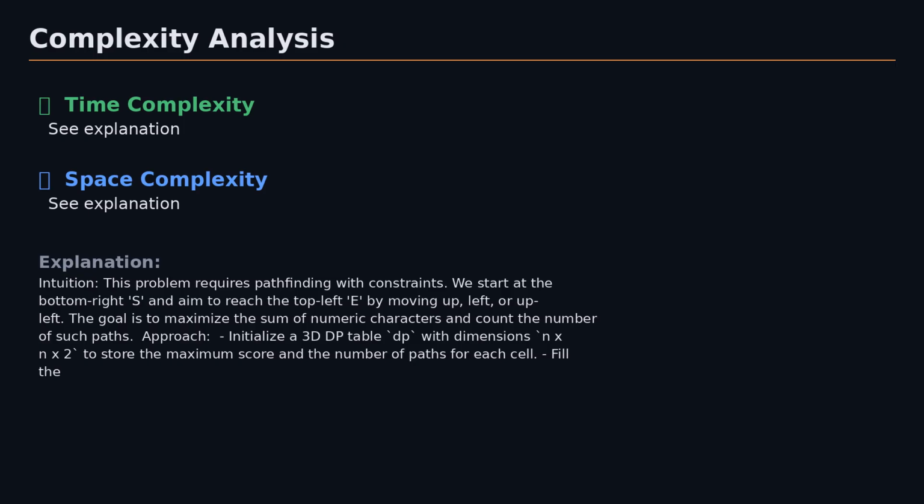So, what's the time and space complexity of this solution? The time complexity is O(n squared), where n is the size of the grid. This is because we iterate over the grid once, and for each cell, we consider three possible moves: up, left, and up left. The space complexity is also O(n squared), which is the size of the DP table.